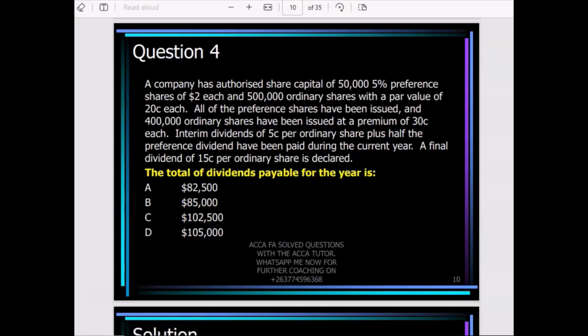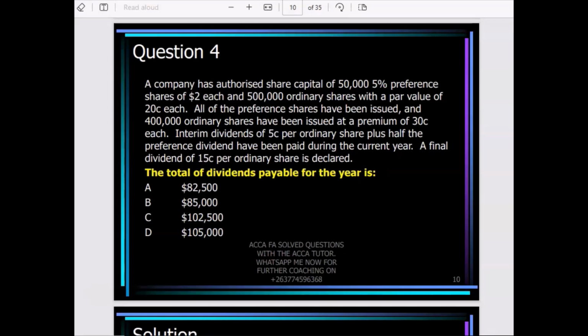A company has authorized share capital of 50,000, 5% preference shares of $2 each, and 500,000 ordinary shares with a par value of 20 cents each. All of the preference shares have been issued, and 400,000 ordinary shares have been issued at a premium of 30 cents each. Interim dividends of 5 cents per ordinary share plus half the preference dividend have been paid during the current year. A final dividend of 15 cents per ordinary share is declared. The total of dividends payable for the year is how much?